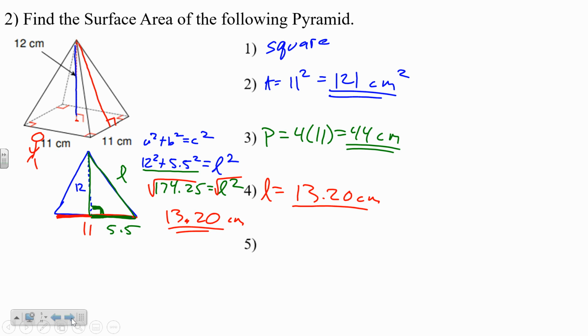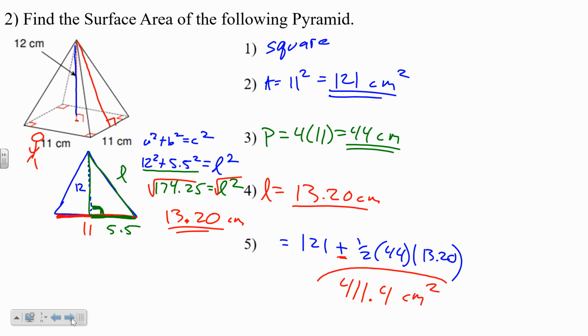And again, I think the hardest part of this lesson is finding the slant height, because other than that, it's just plugging numbers into our formula. So we have the base area plus 1/2 the perimeter times the slant height. And again, if I were you, I would just put that straight into my calculator: 121 plus 0.5 times 44 times 13.20. Again, make sure you're making it plus. That ends up being 411.4 centimeters squared. Again, it's an area, so it's still squared.